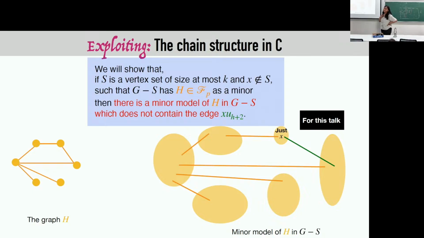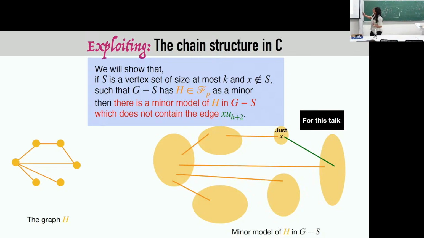And second last assumption of this talk. So we have G minus S, we have H, and we have a minor model of H in G minus S. You start with some minor model of H, right? And this minor model definitely contains this deleted edge. Again, it's not a very big assumption, but let's assume that the minor model that contains X is just a singleton. It does not contain any other vertex. If it's not, it's not a big deal. Is the assumption clear? Okay.